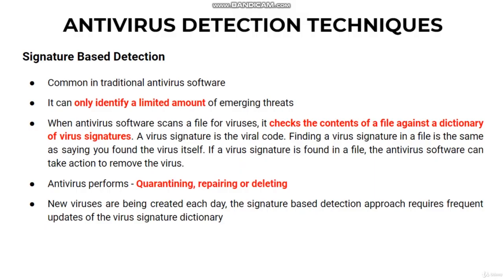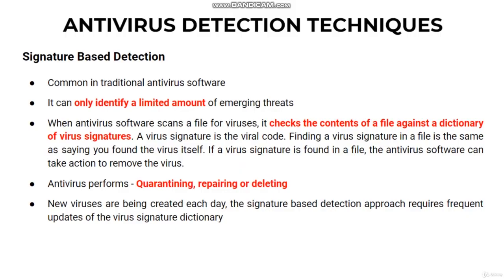Signature-based detection is the most common method that antivirus software uses to identify malware. This method is somewhat limited by the fact that it can only identify a limited amount of emerging threats, that is, generic or extremely broad signatures. When antivirus software scans a file for viruses, it checks the contents of the file against a dictionary of virus signatures. A virus signature is the viral code. Finding a virus signature in a file is the same as saying you found the virus itself.